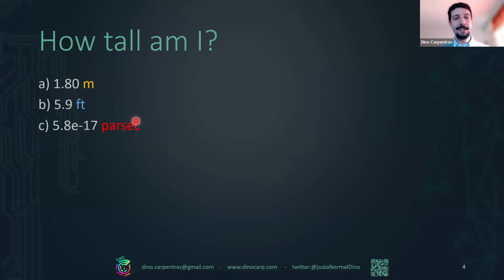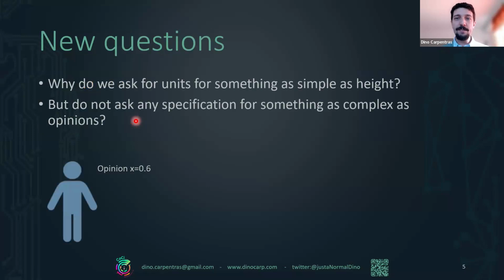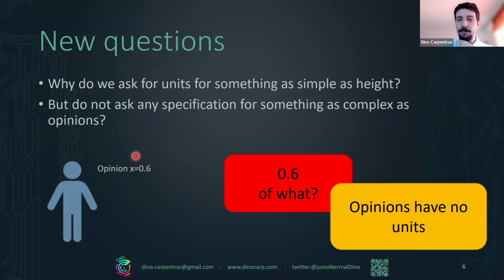But here we start having the interesting thing, because if we look at how we make models, and especially I work with opinion dynamics models, many times we say that, for example, an agent's opinion is 0.6. But nobody here asks, 0.6 of what? And this is an interesting point.